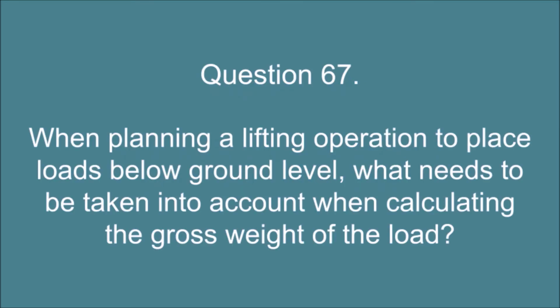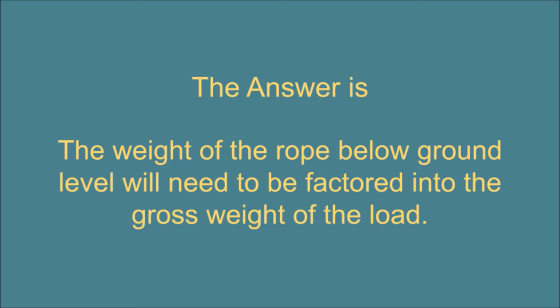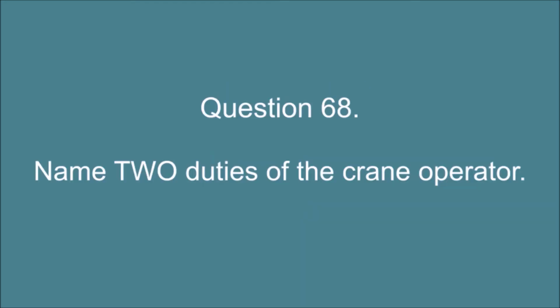Question 67. When planning a lifting operation to place loads below ground level, what needs to be taken into account when calculating the gross weight of the load? The answer is: the weight of the rope below ground level will need to be factored into the gross weight of the load.